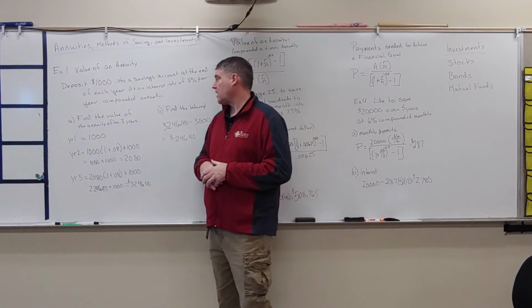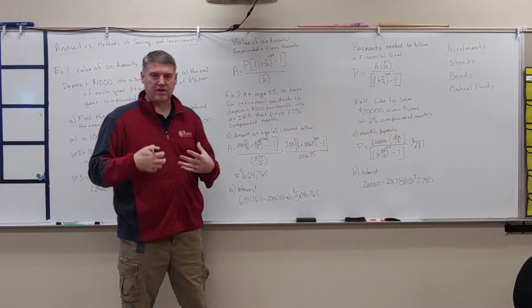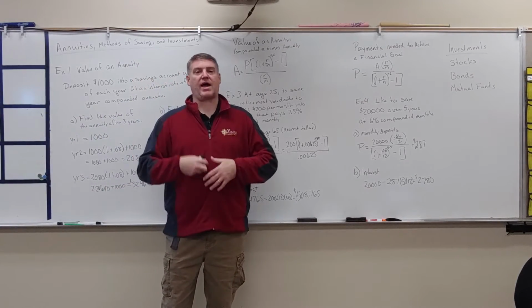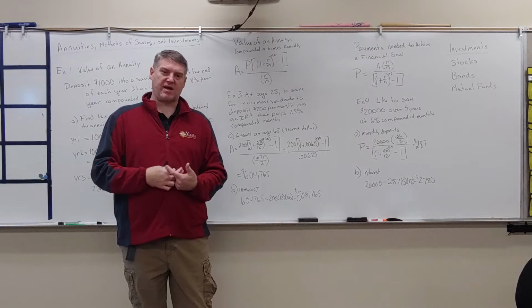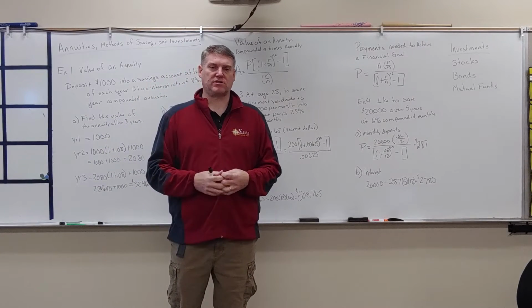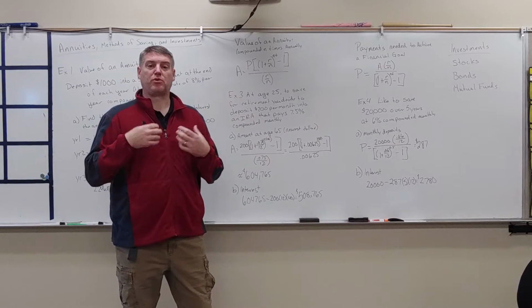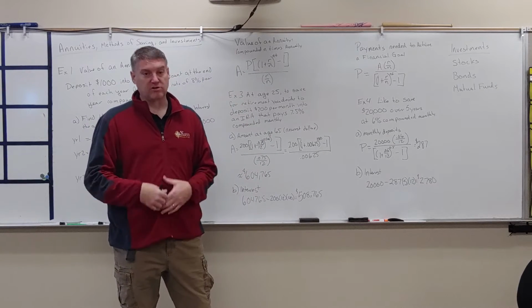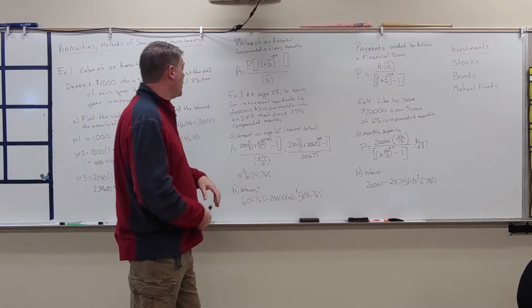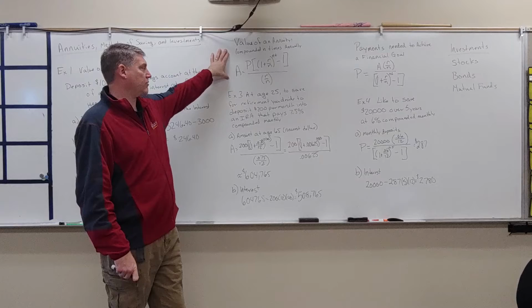Now, this is not a very nice way to do this, each time adding in 1,000 and multiplying. What we'd rather have is a formula that allows us to put in 3 years or 5 years or 10 years. So we have this value of annuity compounded n times annually.